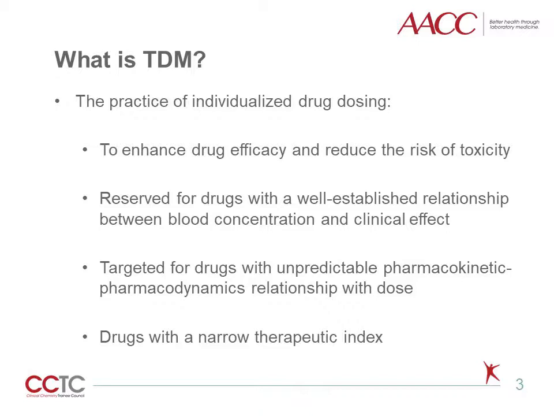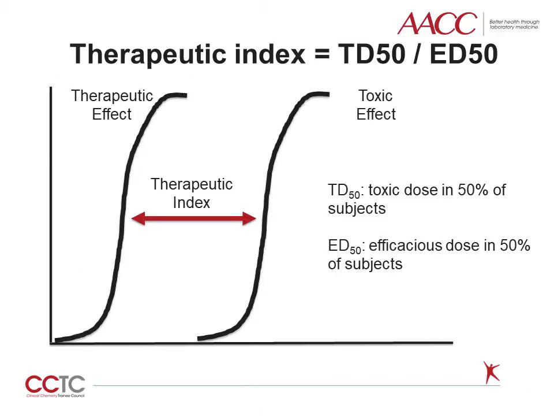TDM is reserved for drugs with a well-established relationship between blood concentration and clinical effect. It is also targeted for drugs with unpredictable pharmacokinetic, pharmacodynamic relationships with dose, as well as drugs with a narrow therapeutic index. The therapeutic index is the ratio between the toxic dose in 50% of subjects and the therapeutic dose of a drug that is effective in 50% of patients. The therapeutic index is used as a measure of the relative safety of the drug for a particular treatment.